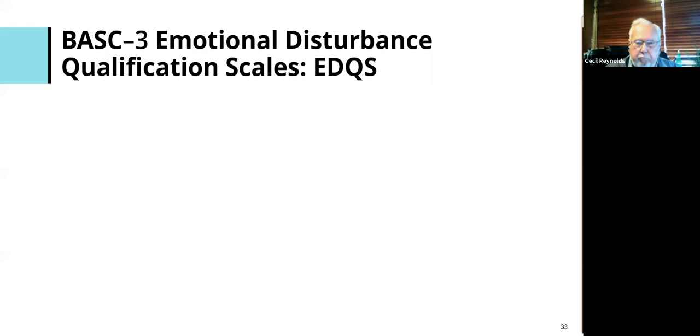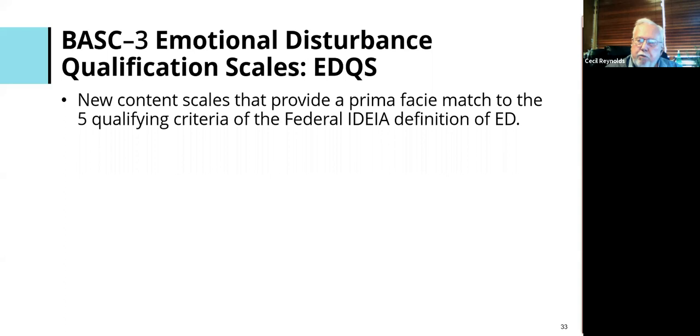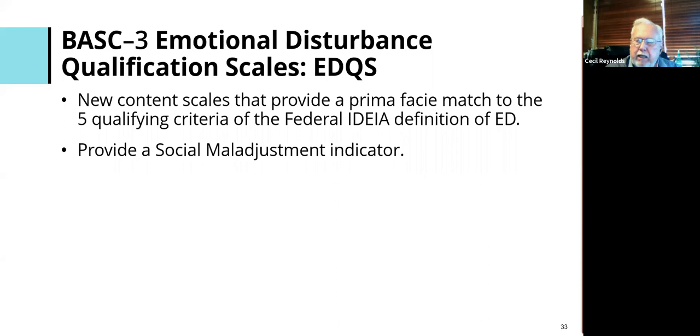These provide a prima facie match to the five qualifying criteria of the federal IDEA definition of emotional disturbance. And when we say a prima facie match, I want to be clear about what that is. It matches it directly to the content of the federal definition. And as I'll say again today, they do not tell you why a student behaves the way they behave, but it does match their behavior to the federal definition specifically in each of the qualifying areas for emotional disturbance.